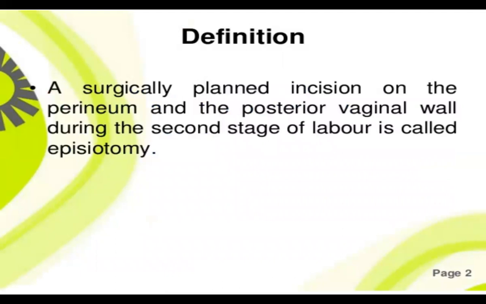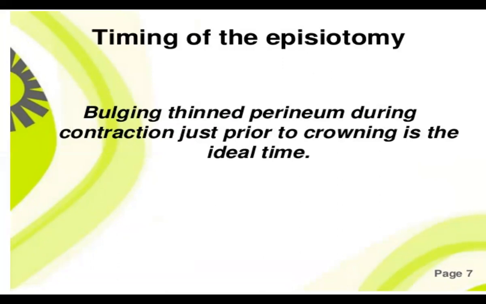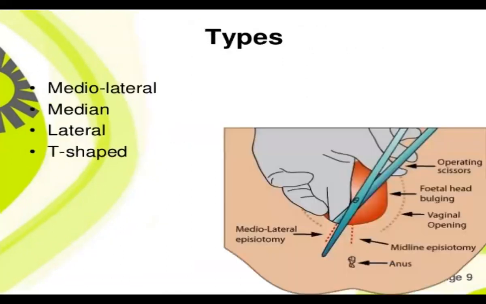In the second stage, what we do is the episiotomy, also called perineotomy: a surgical planned incision on the perineum, taken on the posterior vaginal wall during the second stage of labor. What is the timing? When the bulging of the thin perineum is seen, during a contraction just prior to crowning, it is the ideal time to give the episiotomy. And what are the different types? It may be mediolateral, median, lateral, and J-shaped.